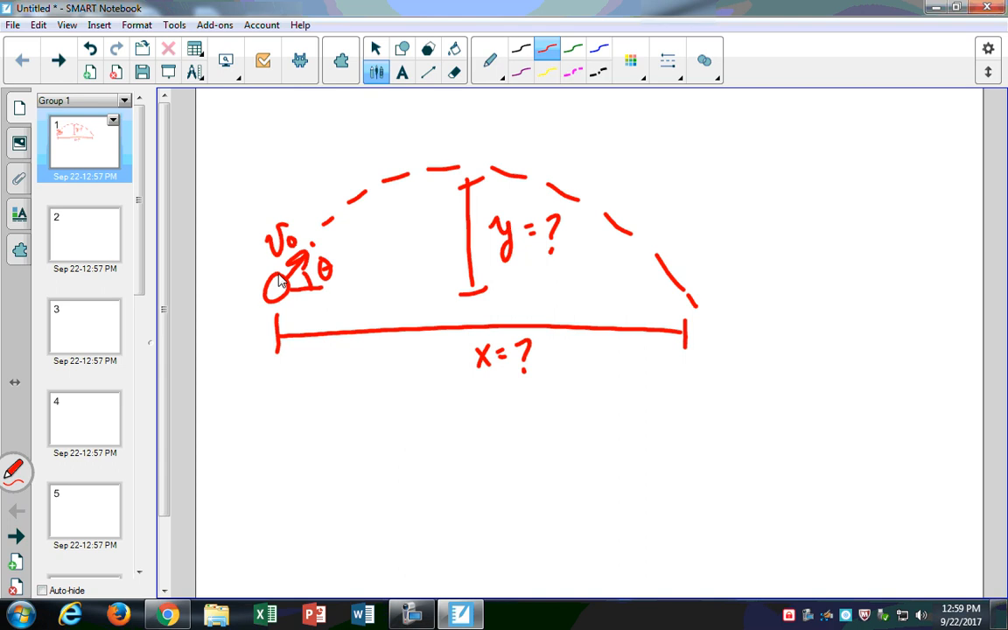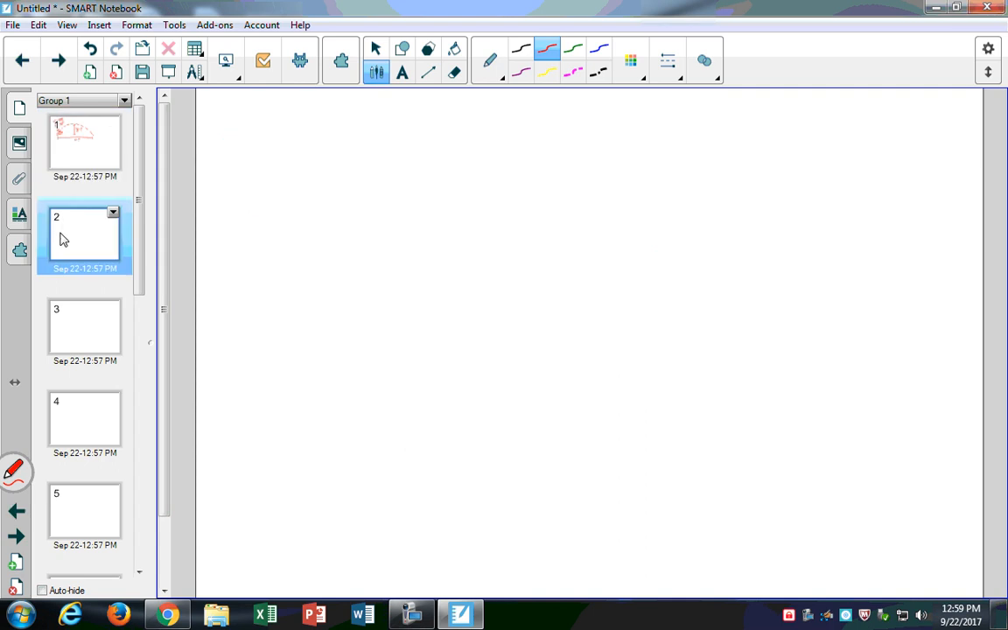We've done that a couple of times where I give you v naught, say v naught is equal to, I don't know, 10 meters per second, and theta is equal to 30 degrees, for example. So you certainly need to know how to work that problem. And we can come back and we'll work through this just for reference.